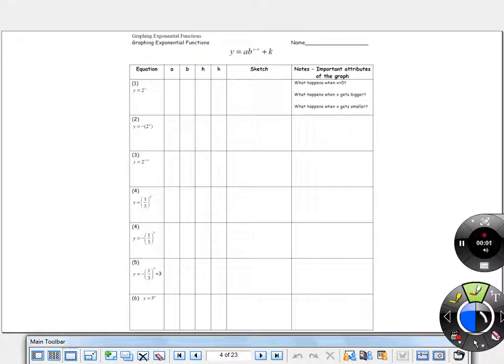A couple of things about your graphs. First of all, the trends that you noticed. What happened when we went from graph number 1 to graph number 2? Okay, it just flipped. What do we call that in our transformation language? Was it reflected vertically or horizontally? Vertically. It went from going up, and then all of a sudden that part that was shooting up was shooting downward, right? Okay, so that's a vertical reflection.